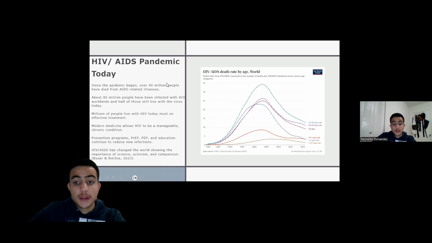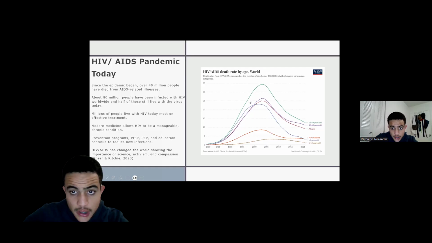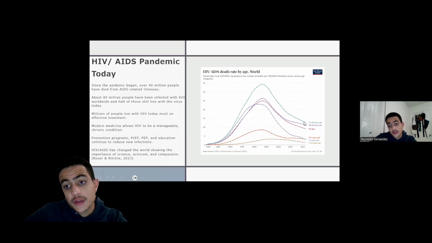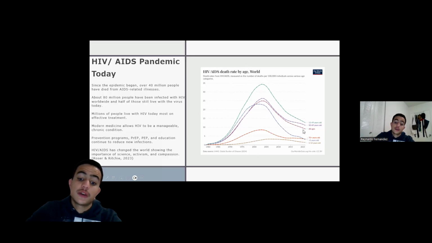HIV and AIDS have changed the world a lot, showing the importance of science, activism, and compassion between human beings. And then in this graph that I included here, it shows the death rate of HIV in the world. As we can see, until around the year 2000, the death rate by age group was very, very high. And now, in the 2020s, we see that the death rate is very, very low. And since this is a little bit outdated, from 2021, in 2025 we see that it's an even lower death rate.